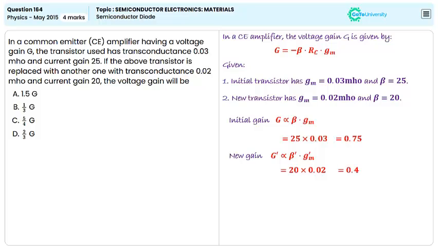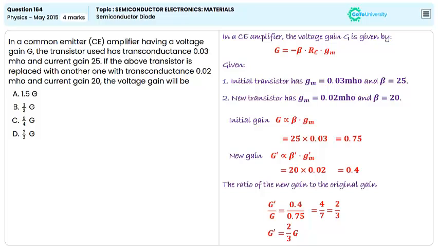Now, the ratio of the new gain G' to the original gain G is given by 0.4 divided by 0.75, which is 2 by 3. Therefore, the new voltage gain will be G' = 2/3 G. So, the correct answer is option D, 2/3 G.